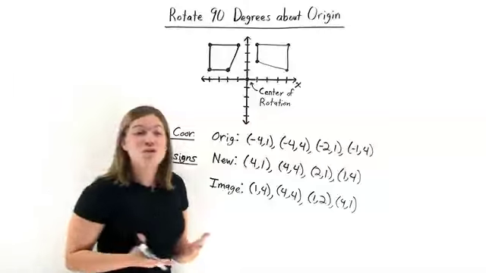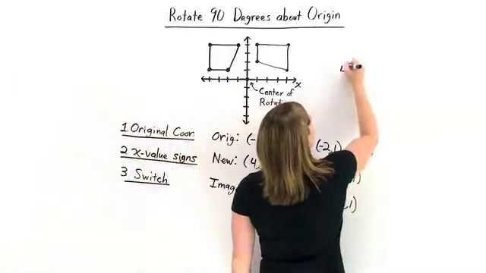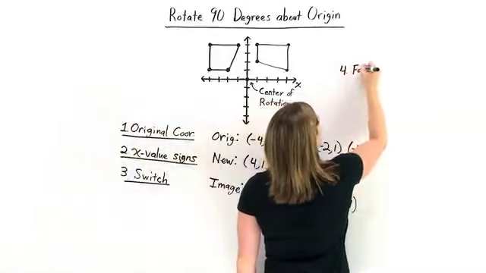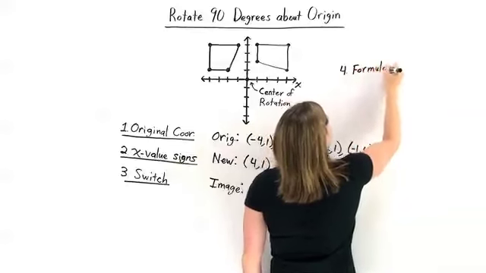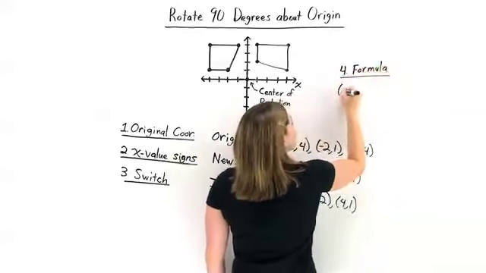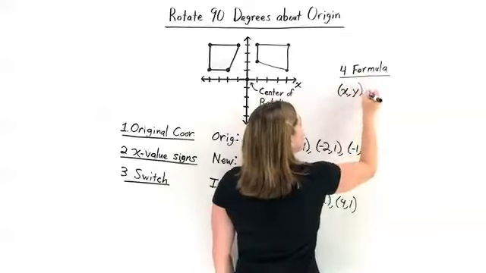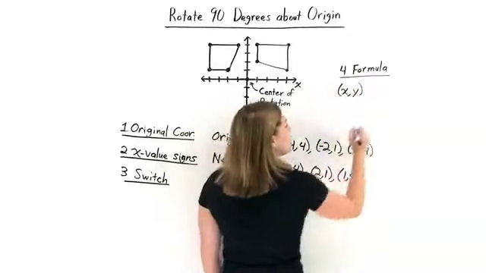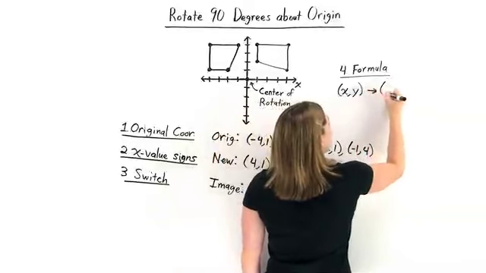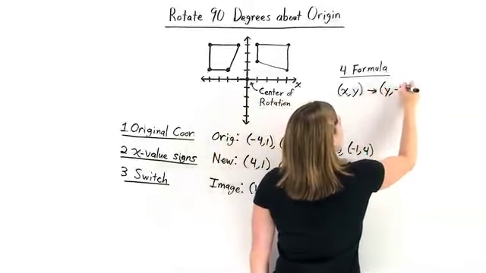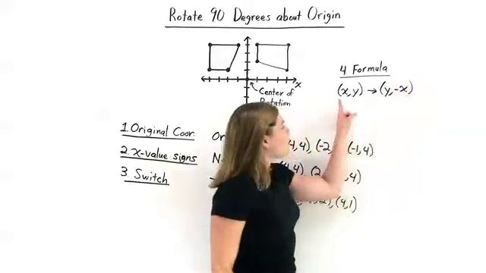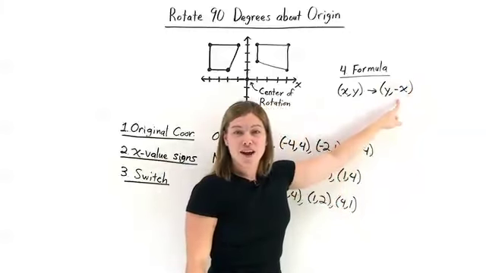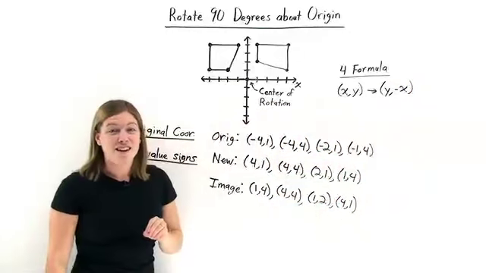Now, if you want to do this with a different figure, there's actually a general formula that you can use. So let's take a look at it. Here, if we start with an x, y ordered pair just like this, and we want to rotate it 90 degrees clockwise around the origin, this is what the ordered pair needs to look like. We need to change it from (x, y) to (y, -x), just like we did here.